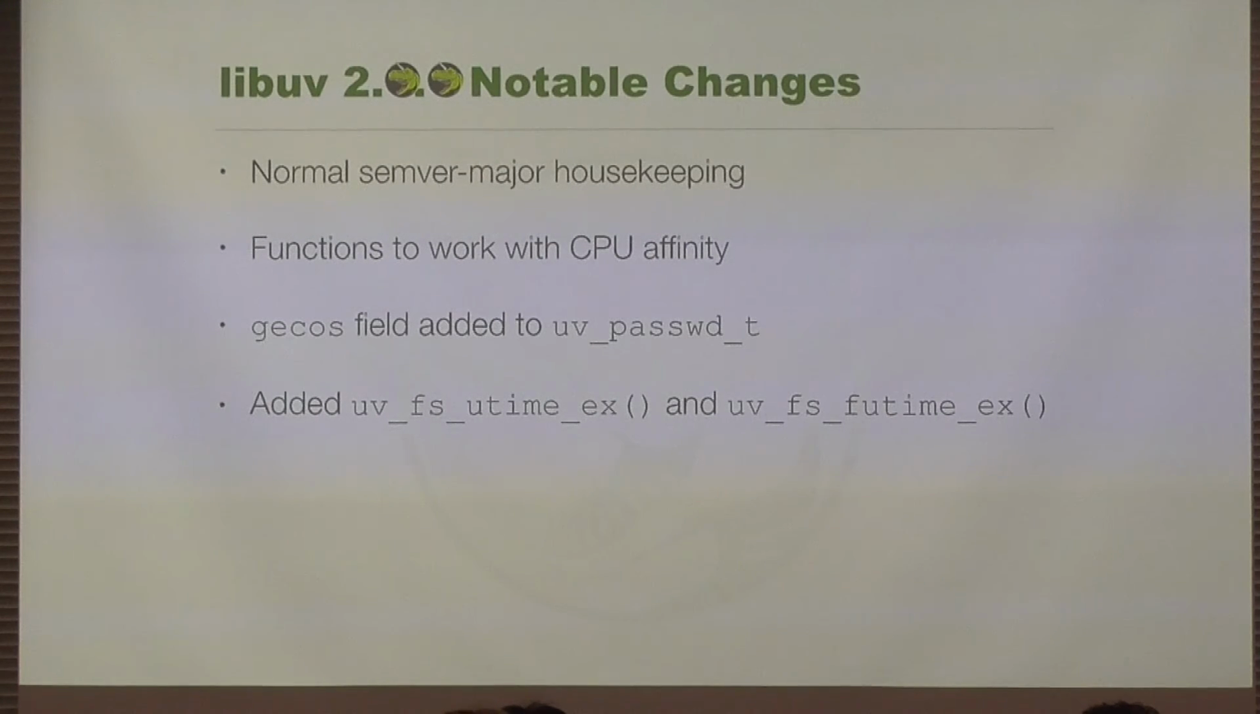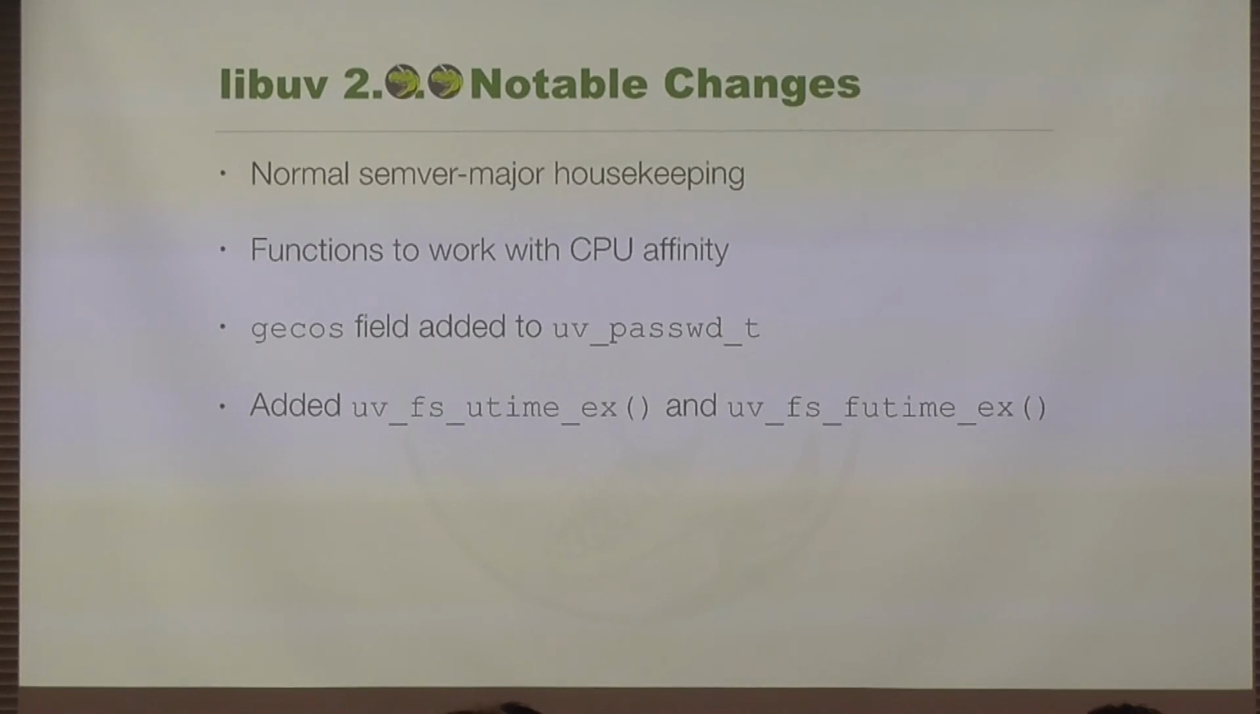There's actually not a ton of really notable stuff in it. Normal breaking changes, so we tweak ABI and API in some places. Some functions to work with CPU affinity. These can actually mostly be backported to v1.x. There's, I think, one function that actually does break.